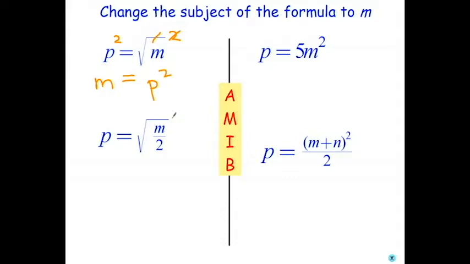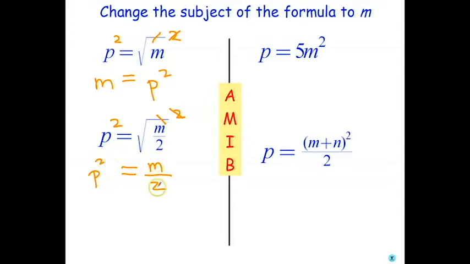So once again, I'm going to start by squaring both sides. And the reason is the square root and the squaring cancel out. That leaves just m over 2 on the right-hand side and p squared on the left-hand side.